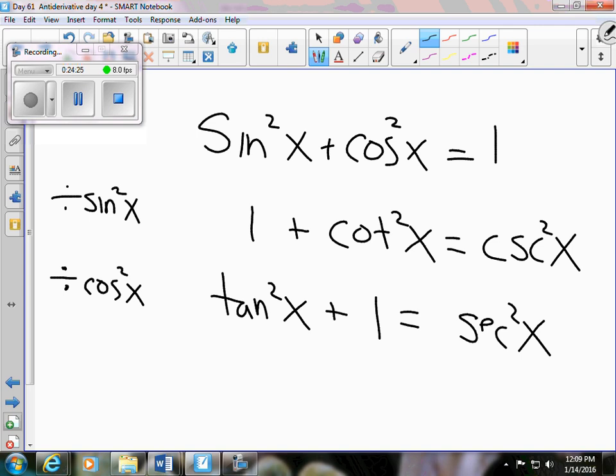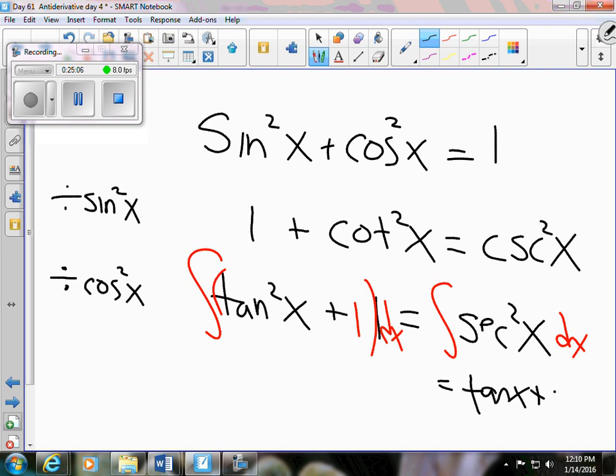Because suppose I ask you to integrate this side. Oops, there's a 1 here. I say, find the antiderivative of tan squared x plus 1. You can't integrate tan squared, right? You can integrate the 1, but you'd be stuck. But what could you replace this whole side with? And do you know the antiderivative of secant squared? Yeah. So this antiderivative would equal that antiderivative, which would equal the antiderivative of secant squared x, tan x. You see, so that's why you'd want to do it.